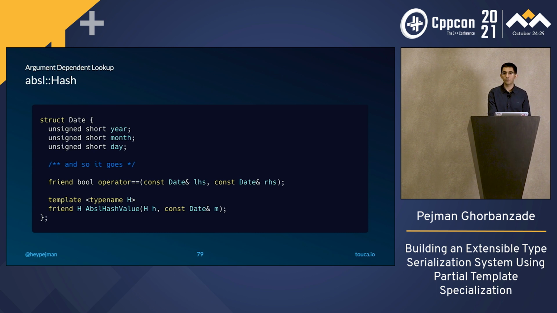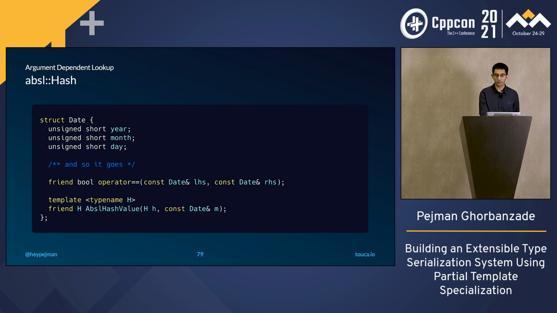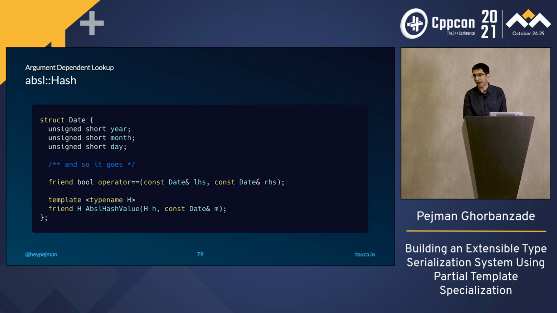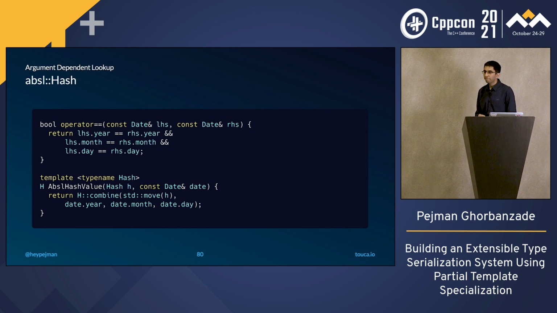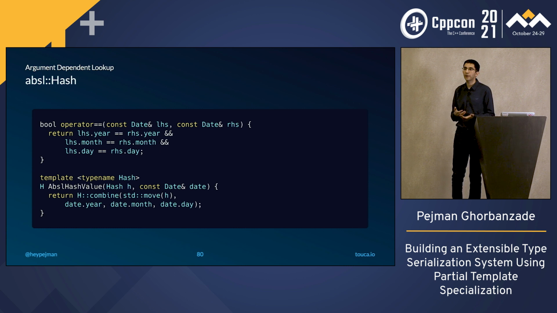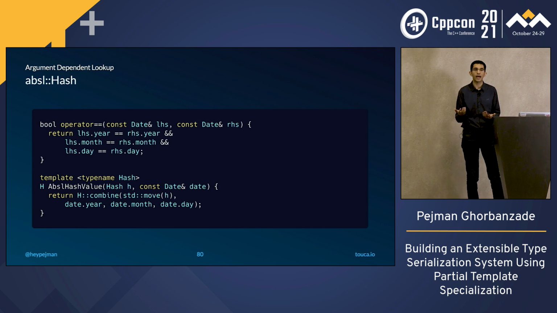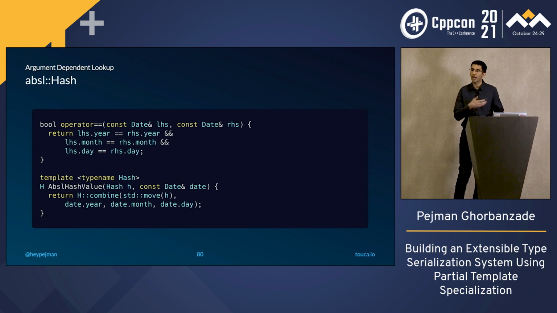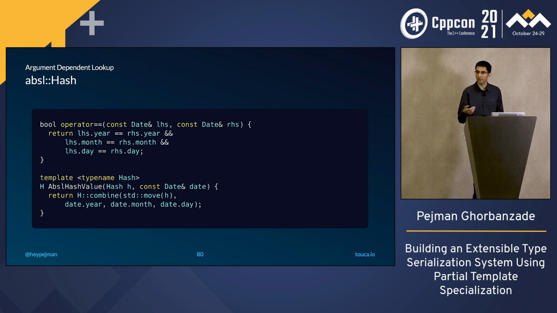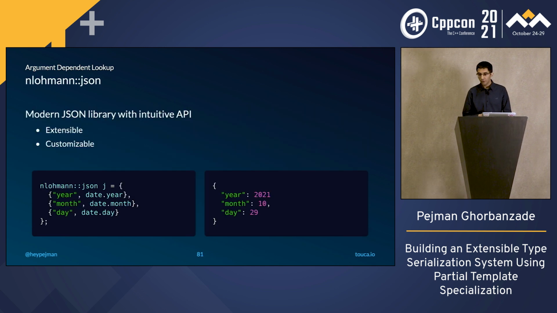This is already used in the wild. The best example that I can show is Abseil, which requires anyone who is trying to support their types to create friend functions for operator equality and the AbslHashValue. So all we need to do now is implement these in the namespace of our type. It doesn't have to be in the namespace of the library, the serialization library, or in this case, the hash library, which is great.